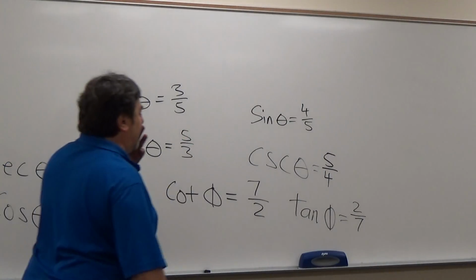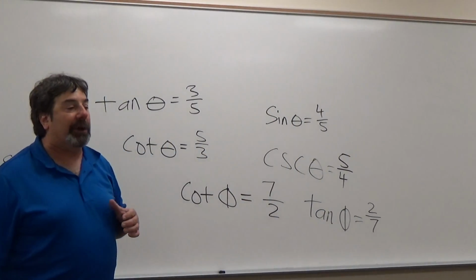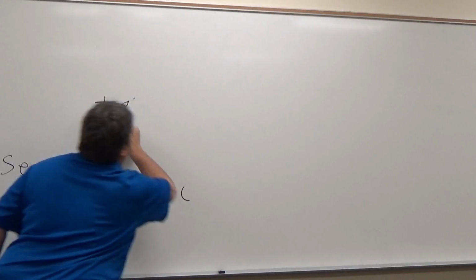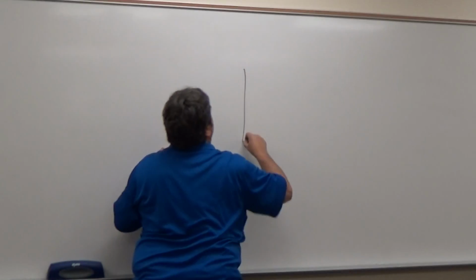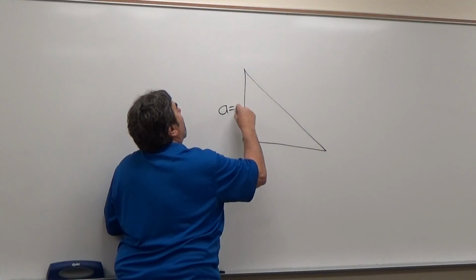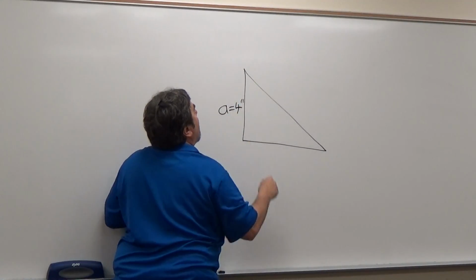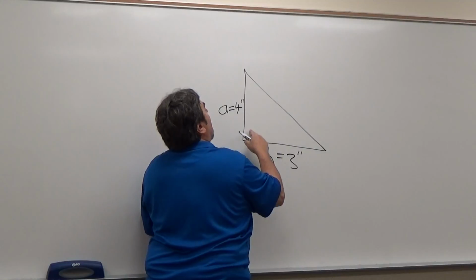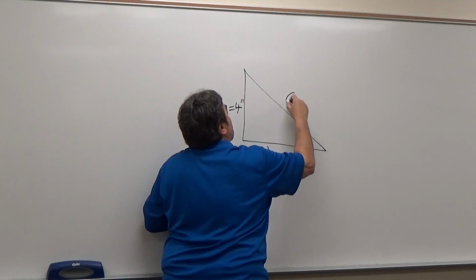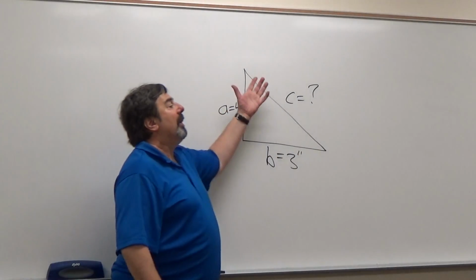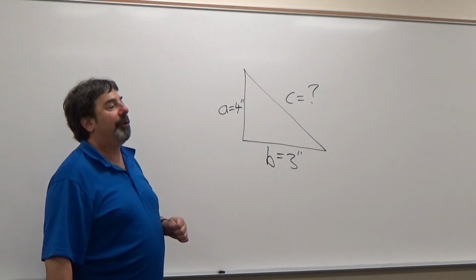Now, that brings me into our next topic, which is the Pythagorean Theorem. Some of the times when you're given a triangle, you're not going to be given the measure of all three sides. So let's say I give you this triangle right here, and I tell you that side little a is equal to 4 inches, and side b is equal to 3 inches, and I ask you to find the hypotenuse, which would be lowercase c. A lot of times they may give you two of the sides of a triangle, and they might ask you to find the third side.